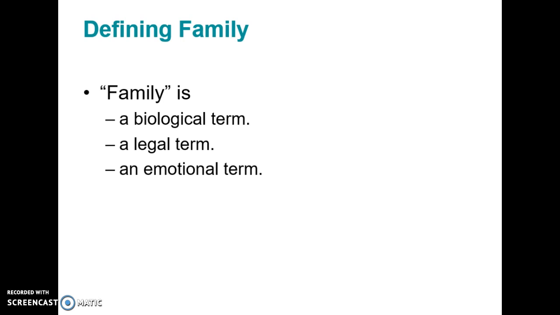So just a reminder that when we talk about family, family may be a biological term, it may be a legal term, or it may be an emotional term. So who you consider family might be someone that you are biologically related to, or someone that you are related to in terms of the law, like someone that you have married or adopted. And family also might be considered an emotional term. So somebody that you care so much about that you consider them family, although they are not biologically or legally related to you. Someone that maybe you call uncle or auntie.